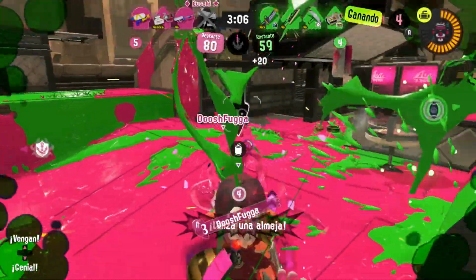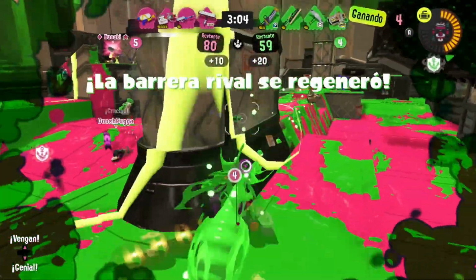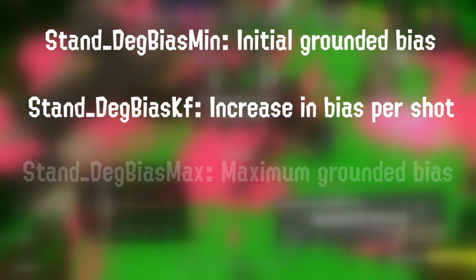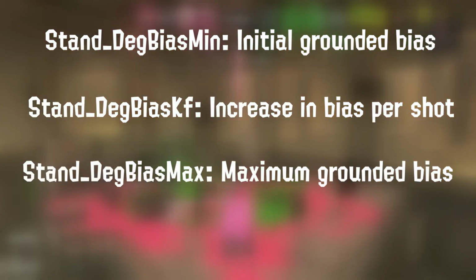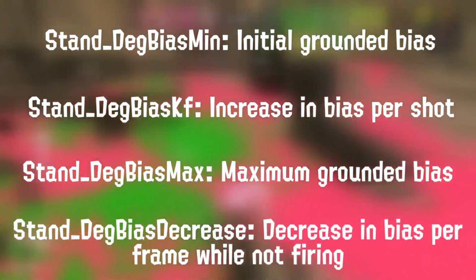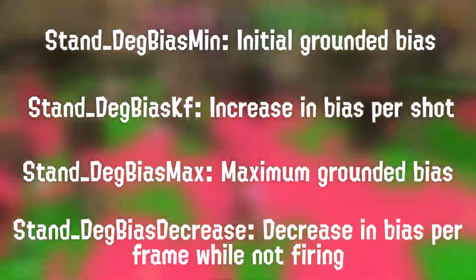Now that you understand how different bias values affect your accuracy, I can explain how the bias values themselves are calculated, starting with the grounded bias. When you start firing your weapon after a period of not firing for a bit, it will start out with an initial grounded bias value determined by this parameter. The grounded bias is then increased by an amount determined by this parameter every time you fire your weapon, and maxes out at a value equal to this parameter. Then, after you stop firing, your grounded bias will be reduced by an amount determined by this parameter every frame until it returns to its minimum value.